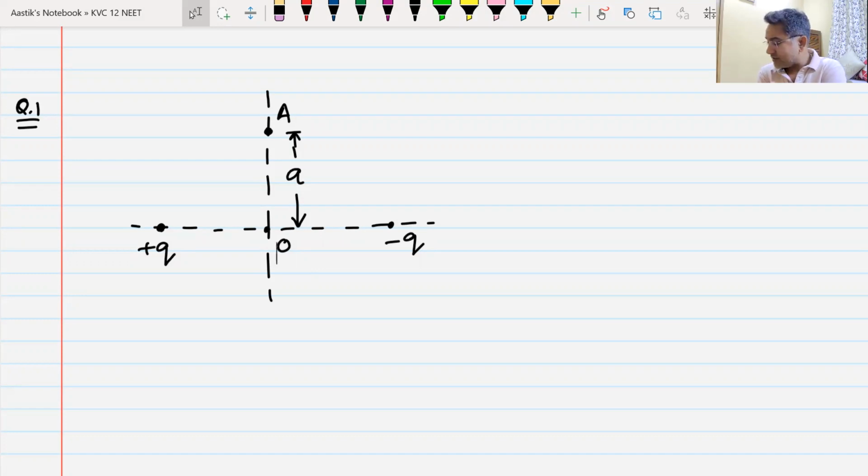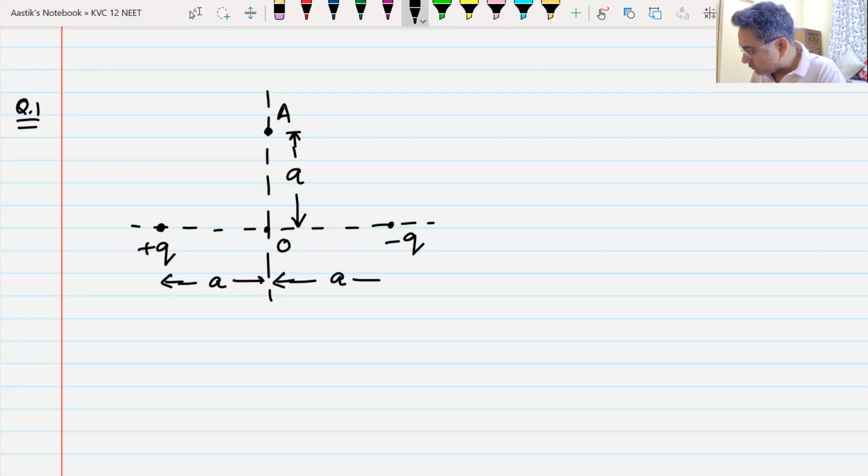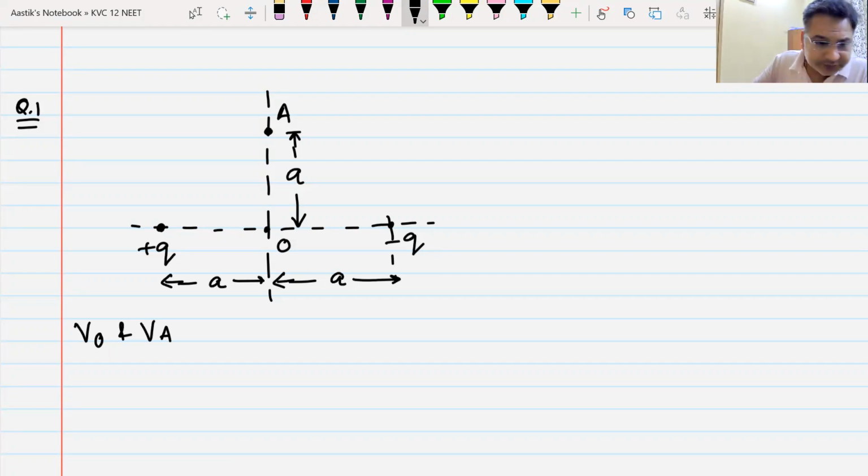We have got two point charges, plus Q and minus Q, placed, and the distance is given from point O as A. Do you see this? Yes, sir. Okay. You have to find the potential at point O and potential at point A. I'll give you 2 minutes for this. I hope you can do this, yes or no? Yes, sir. 2 minutes you have.